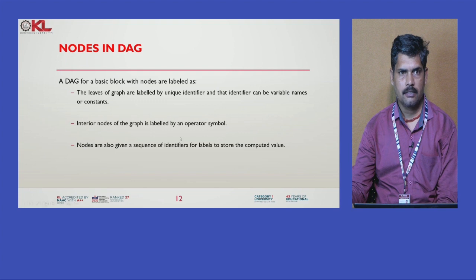Nodes in a DAG. A DAG for a basic block has nodes labeled as follows: the leaves of the graph are labeled by a unique identifier, and that identifier can be a variable name or a constant. Interior nodes of the graph are labeled by an operator symbol. Nodes are also given a sequence of identifiers as labels to store the computed value.